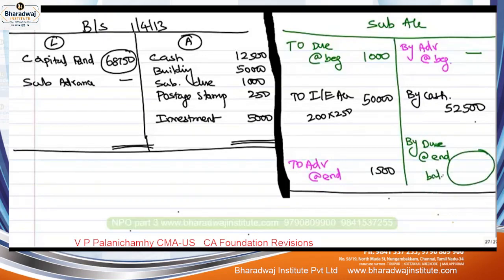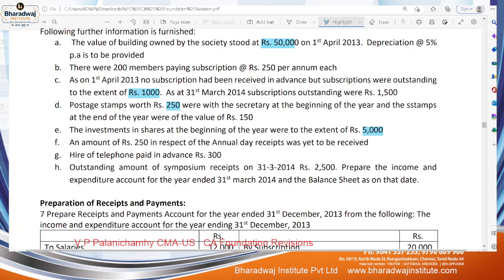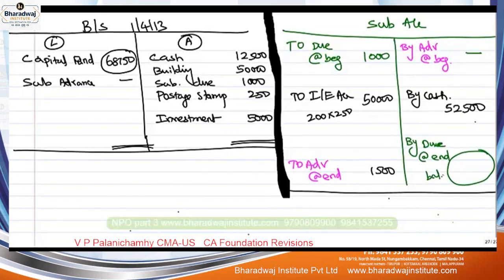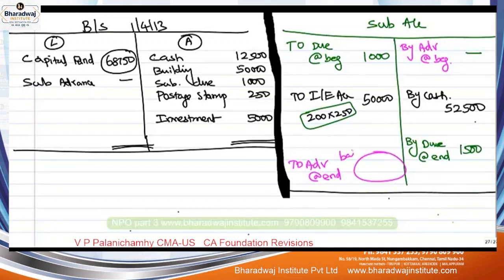Check whether outstanding advance is given. Outstanding at the end of the year, how much is given? Outstanding at the end of the year is 1,500. Advance will come as the balancing figure.